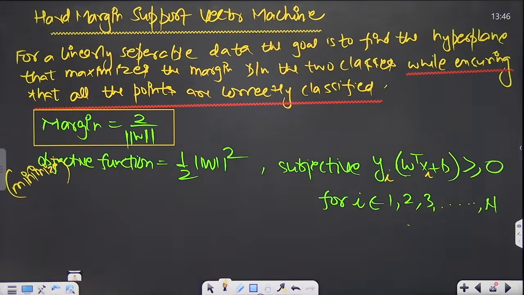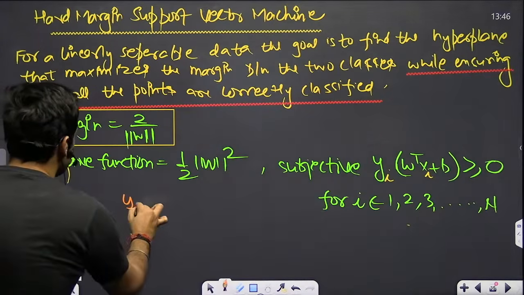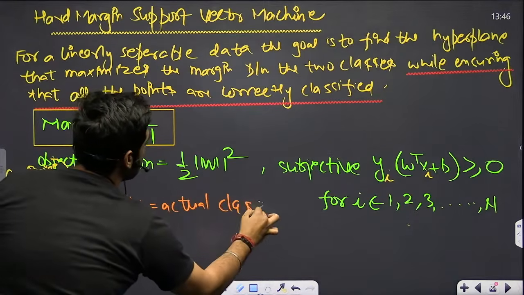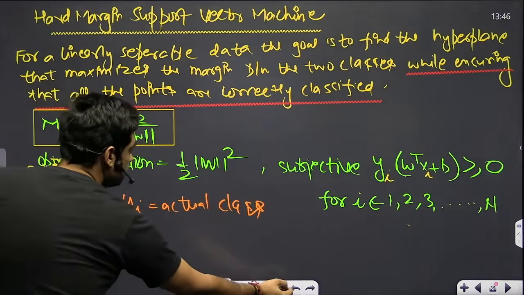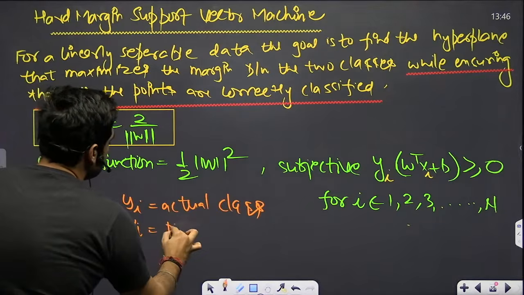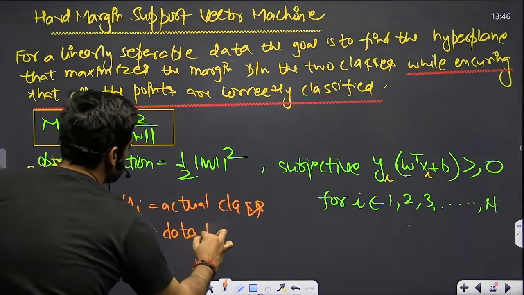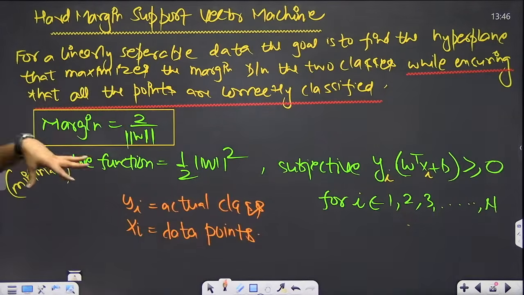Where what is yi? Yi is the actual class. What is xi? तो xi जो आ जाएगा data points. Xi are the data points, x1 x2 x3 x4.